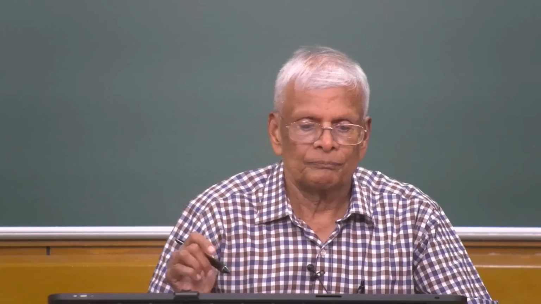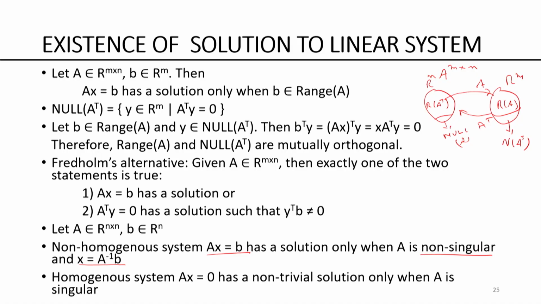Everybody? Good. So what is the null space of A transpose? It is the set of all y's such that A transpose y is 0. So y is here, x is here. If b belongs to the range of A and y belongs to the null space of A transpose, then b transpose y is (Ax) transpose y. Ax is equal to b, that's what is given to me. That is equal to x transpose A transpose y, and that must be 0.